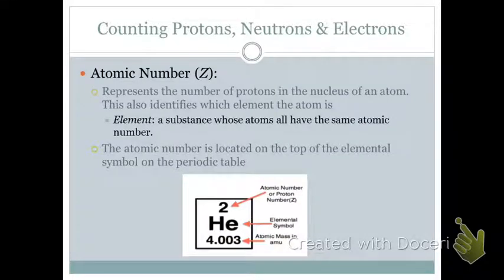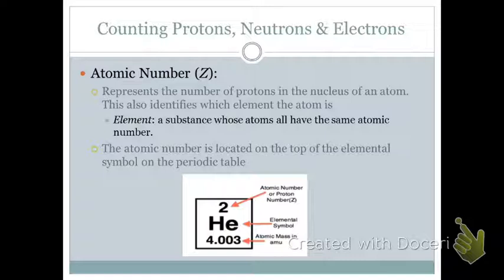You need to be able to count protons, neutrons, and electrons. I know all of you know how to do this, but I'm afraid the summer may have fried your brain and you forgot. So the first thing we need to go over is atomic number, which is represented by the capital letter Z. Atomic number represents the number of protons in the nucleus of the atom. It also identifies what element the atom is.